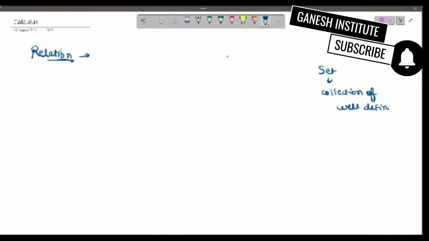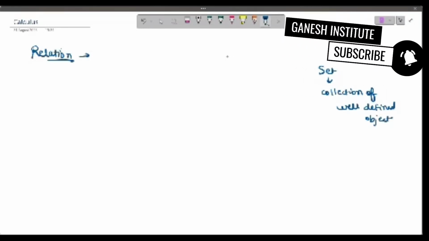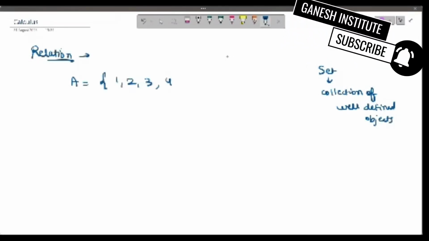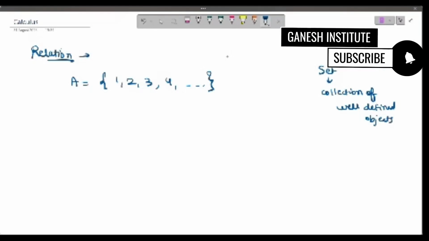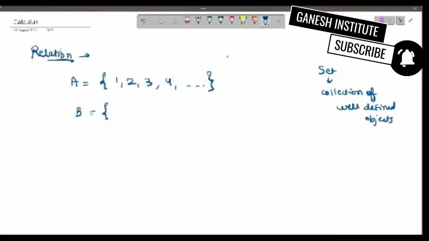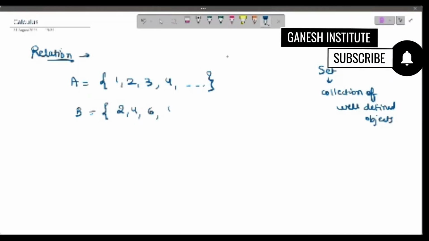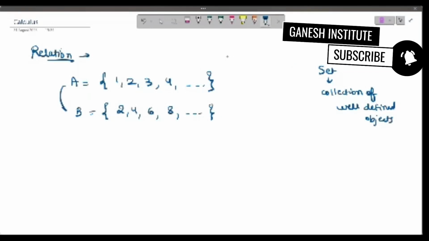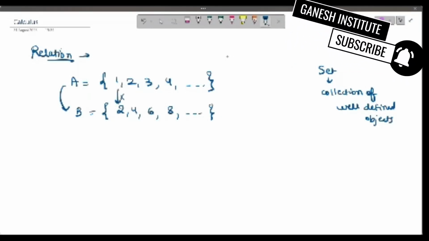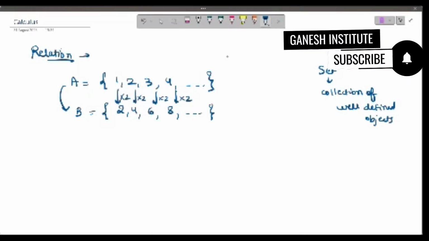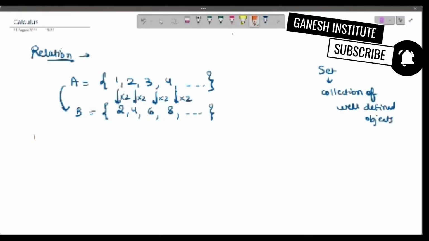Then let's say I have this set A of natural numbers, so countably infinite. Now I have another set B, which is the set of even numbers. If I want to say that there is a relation between A and B, I can see that I can get the elements of B by multiplying the elements of A with 2, right?